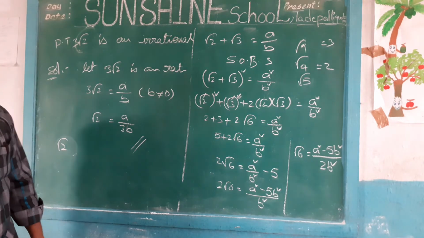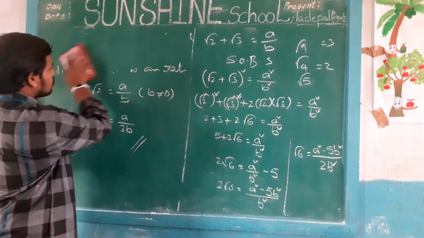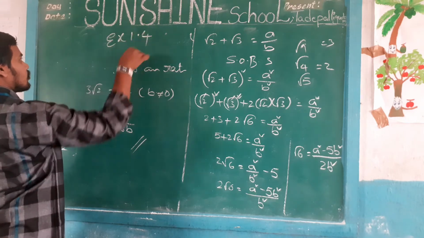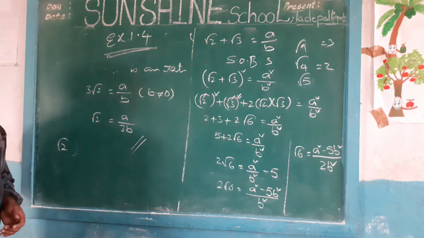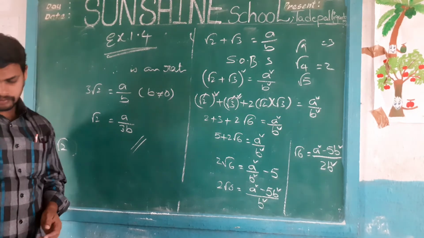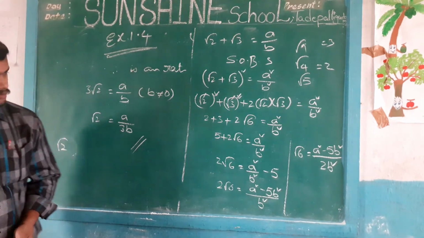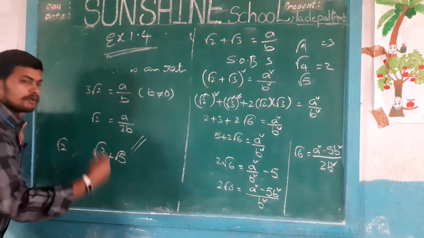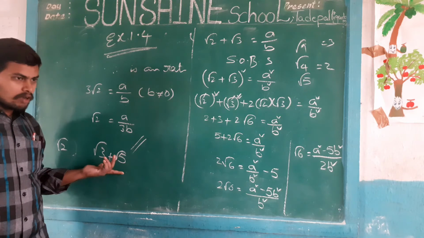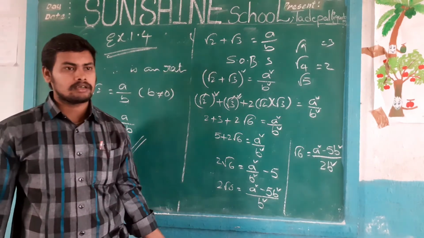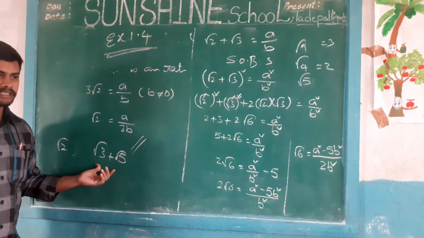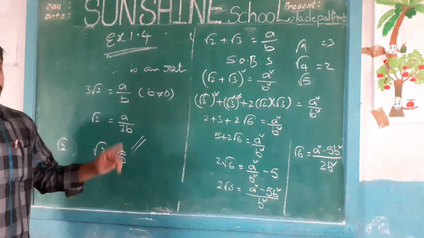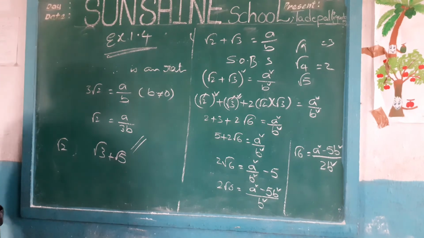Open exercise 1.4. Second sum: root 3 plus root 5 is an irrational number. Can we prove that? What is the procedure here? Same procedure as root 2 plus root 3, but the numbers are changed. So root 3 plus root 5, same process. Next, third sum: 6 plus root 2.